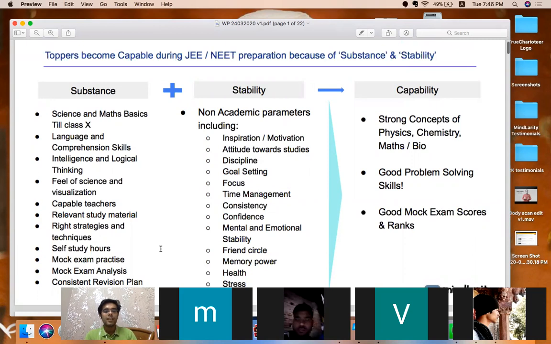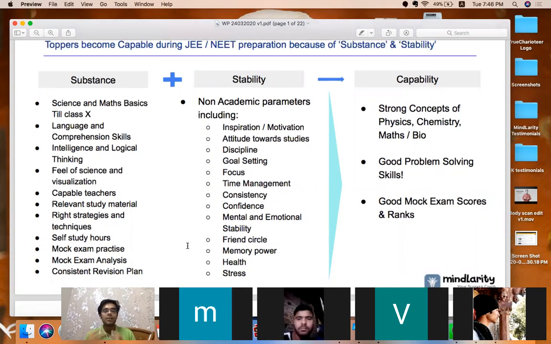Then comes the mock exam analysis. Just giving exams is not enough. After every exam, you have to do 30 minutes to 1 hour analysis of the exam. In that, you have to look at the number of questions that came in the exam, how many you did correct, how many you did incorrect, what was the reason for incorrect questions, what was the reason for non-attempted questions.